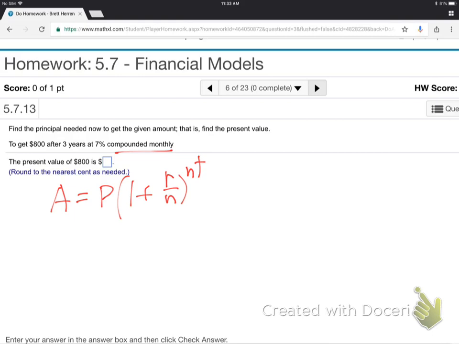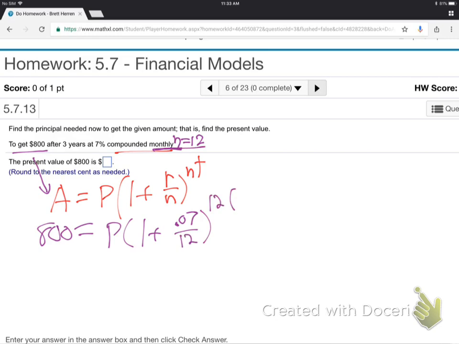To get 800, where's that 800 go? That's the A, isn't it? Because that's what you want to get. Make sense? That's the amount. Remember, P is the principal you put in the bank now. A is the amount coming out later. That's the amount you want to get. Interest rate is 7%. What's the N? Compounding monthly. N is 12 for monthly, right? And it's for 3 years.